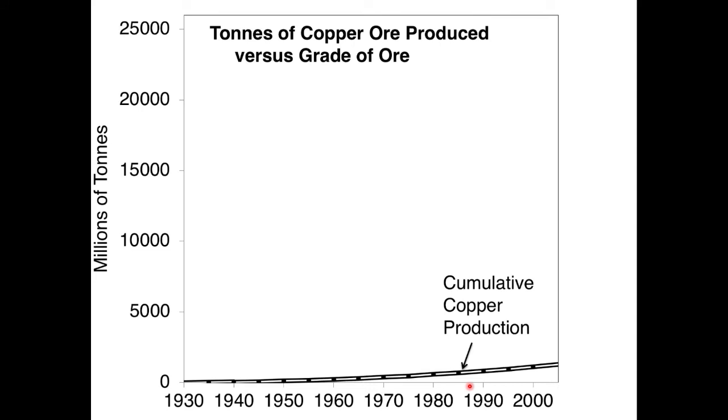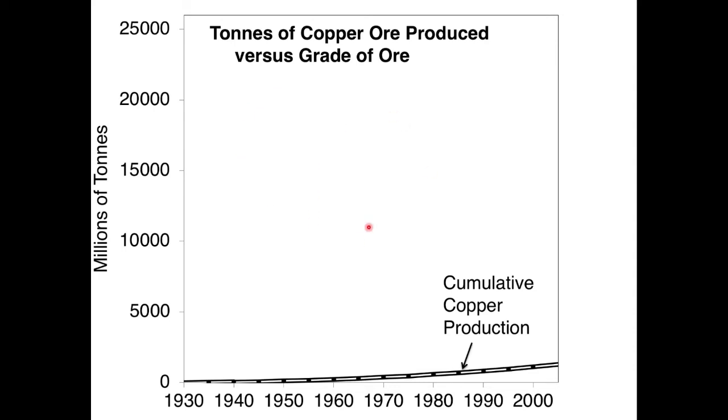the early part of the 20th century, of how copper mining has changed. On the left side of the screen, the y-axis is millions of tons, and on the x-axis we've got time. And the line that I'm showing you here is cumulative copper production worldwide. So if we go back to 1930, 1940, 1950, 1960, 1970, 80, 90, 2000, this is cumulative copper production globally, and you can see that it's increased.